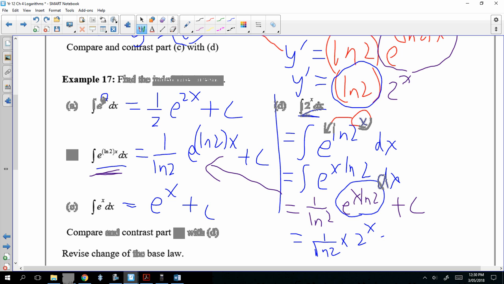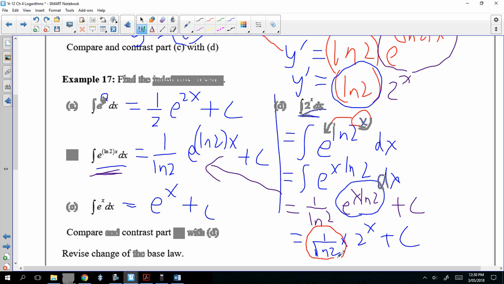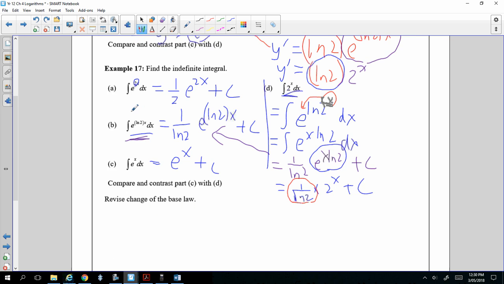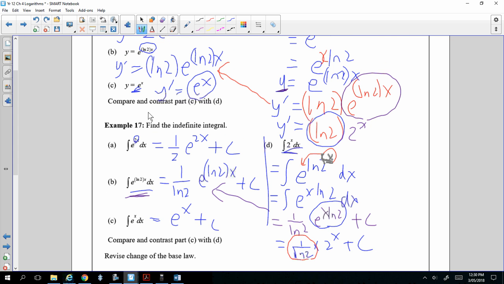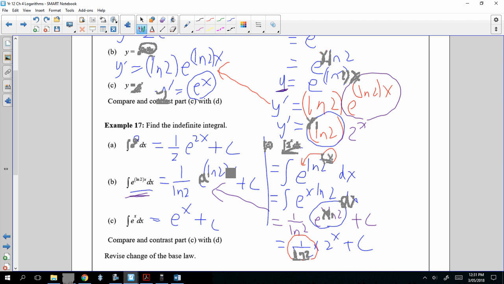All right, let me put it on the bigger screen. Okay, good. All right, let me just draw a line there so you can see. Okay, good. Right, so compare and contrast. So when you have 2 to the power x, you have that extra ln2 there. All right. We've got one more thing. How about differentiating log with a base other than e? We're going to do that as well.